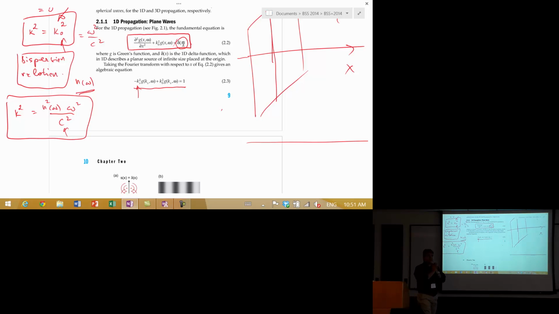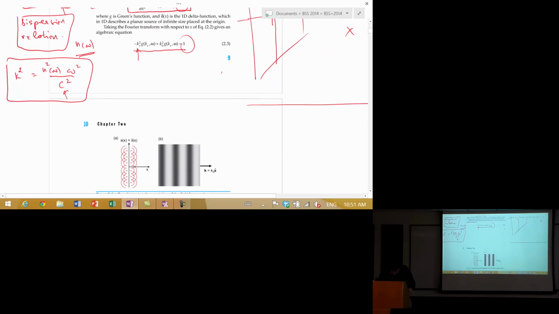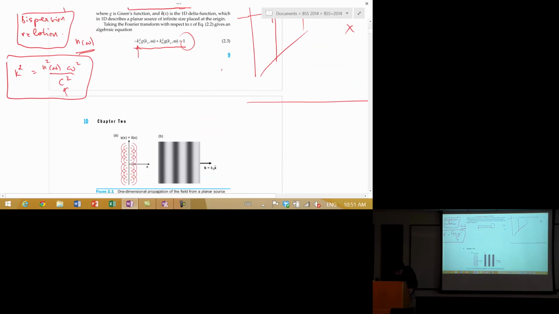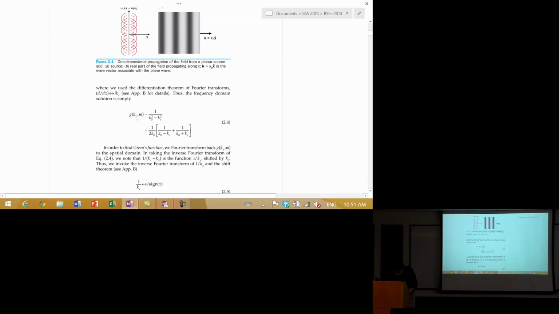The delta function is the ultimate skinny function, right? It's the skinniest function you can get. Its width is 0, which means that in the frequency domain it is the ultimate fat function, which is a constant. So the Fourier transform of the delta function is 1. So basically you just solve this equation. You see in the frequency domain, this equation becomes an algebraic equation, right? So I can solve for g from here. It's 1 over k naught squared minus k squared. This is the full solution, except that it's in the frequency domain. It's in the kx domain.